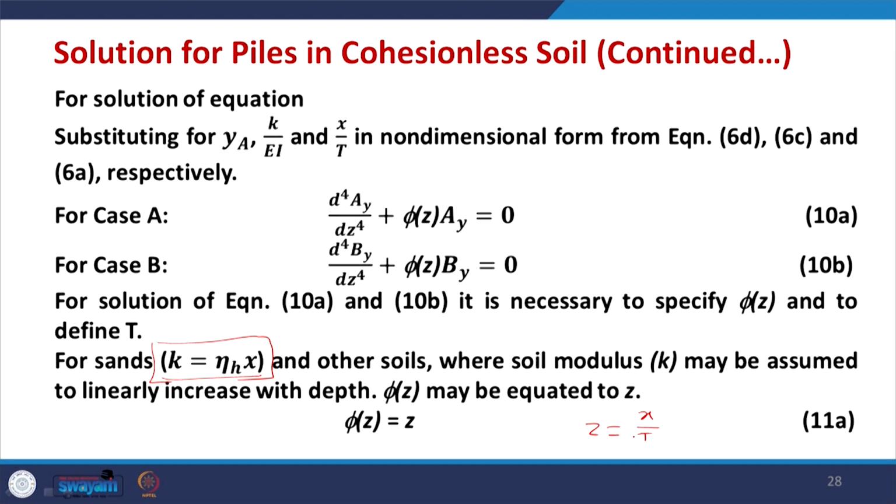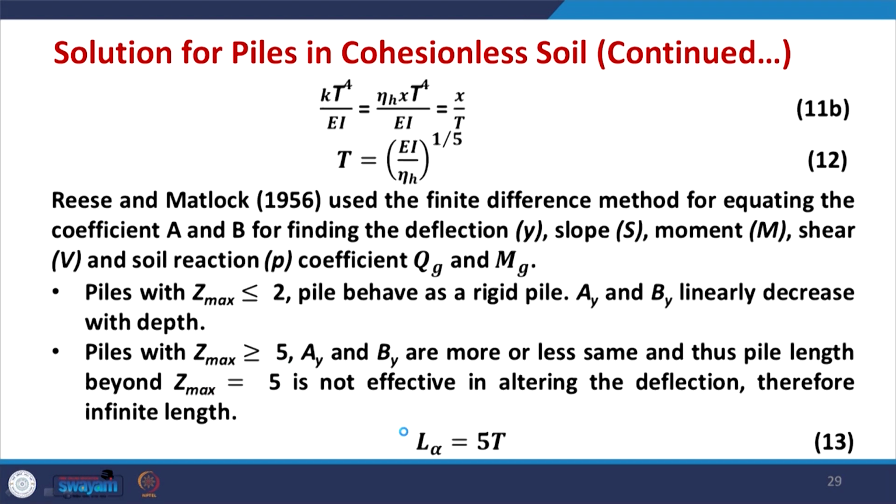With equation 11a, if I put the values of phi z and z, then I get kt4 over EI, that is eta h x t4 over EI and x by t, and after this manipulation you get t equal to (EI over eta h) to the power 1 over 5. Equation number 12 is very important: in this equation you find the value of the relative stiffness factor T for cohesionless soils, and this is important for all further calculations. One thing I would like to point out is that T looks like a very simple equation, but it has very important practical meaning.